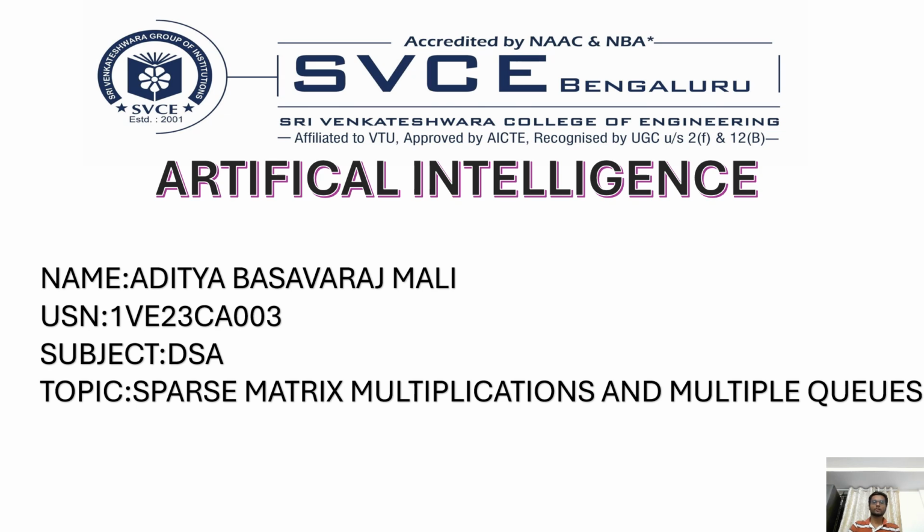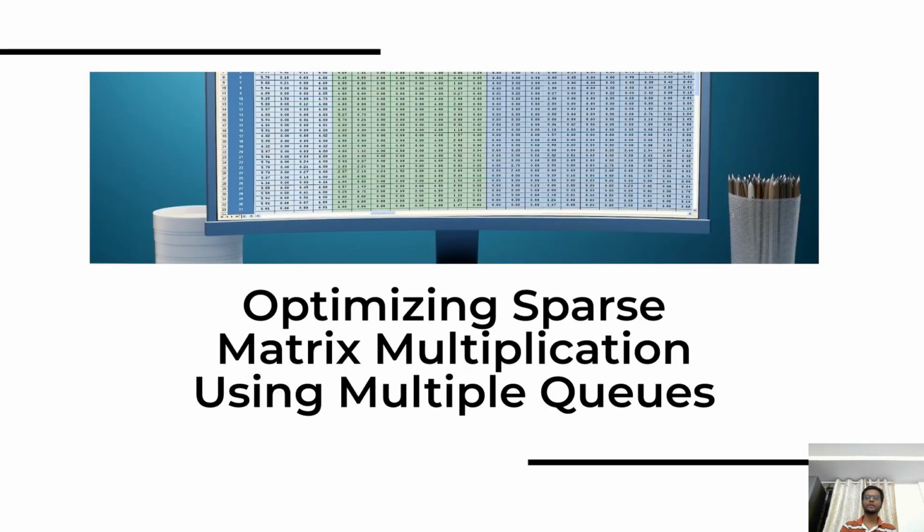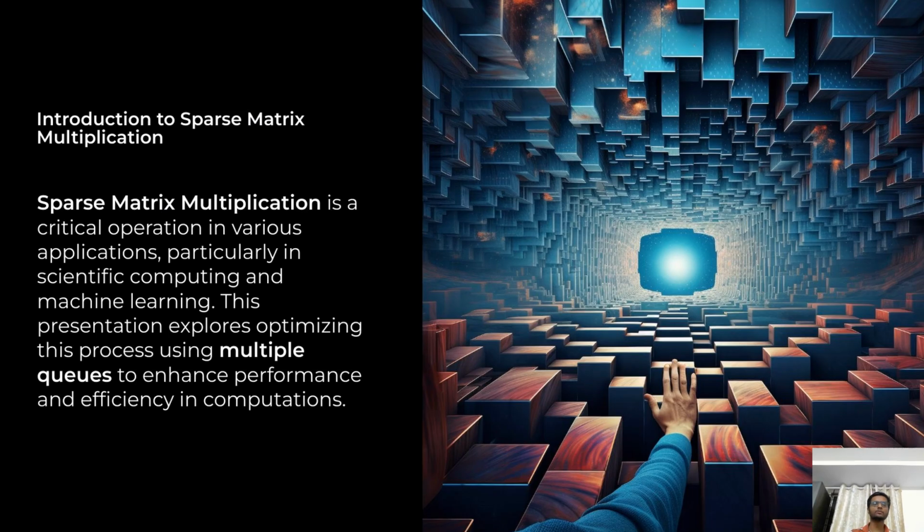Today I am going to cover the topic sparse matrix multiplication and multiple queues. Optimizing sparse matrix multiplication using multiple queues. Introduction to the sparse matrix multiplication. Sparse matrix multiplication is a critical operation in various applications, particularly in scientific computing and machine learning. This presentation explores optimizing this process using multiple queues to enhance performance and efficiency in computation.